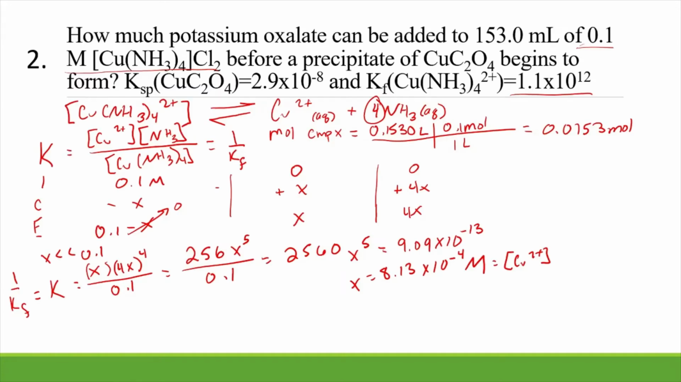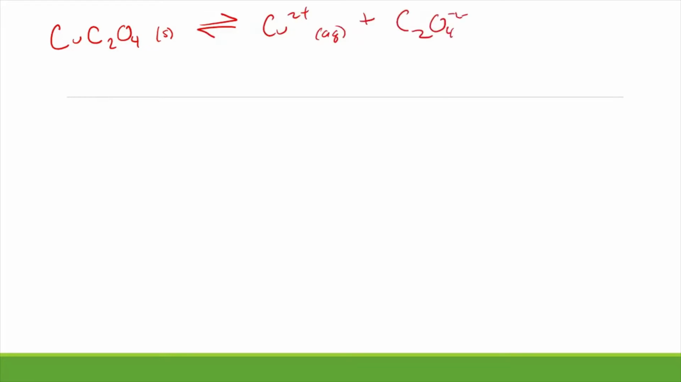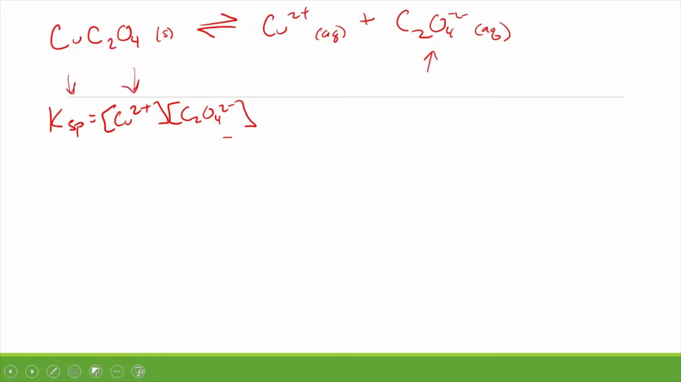Okay, so now we know our concentration of copper 2 plus, and we have this second reaction that's happening with copper oxalate that is in equilibrium with Cu2 plus aqueous and oxalate, C2O4 2 minus. And so our equation for KSP here is the concentration of copper 2 plus times the concentration of oxalate. And we are solving for oxalate. We know KSP and we know copper now.